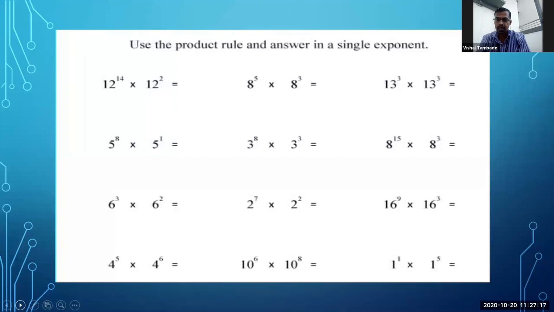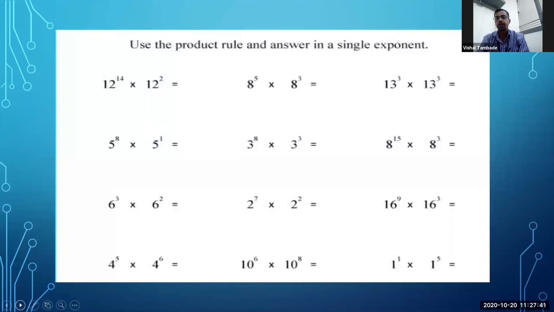Okay, next one. 3 raised to the power 8 multiplied by 3 raised to the power 3. 3 raised to the power 11. Very good students. So nice. Because here our base is 3, that's why we take it one time, because it is the same, and we add the powers, 8 plus 3 is 11, means our answer is 3 raised to the power 11.